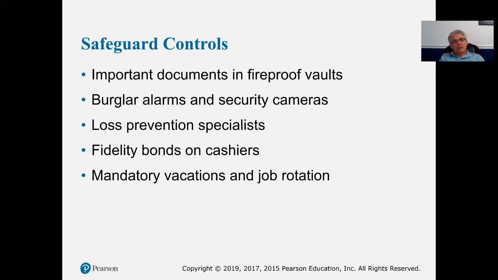Fidelity bonds on cashiers, meaning a bond in this context is an insurance policy in the event that one of your cashiers who's handling a lot of money decides that they need some money for themselves, well, they take it. And if they take it, then we have theft involved. An employee bond helps to ensure that if you have an employee that steals from you, an insurance carrier will reimburse you.